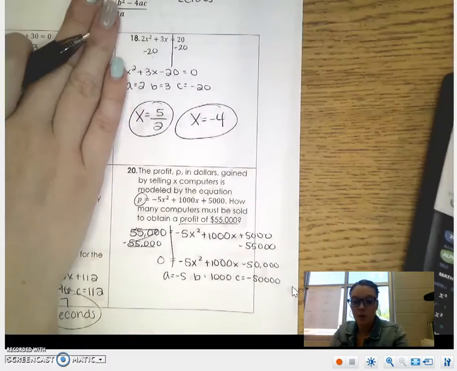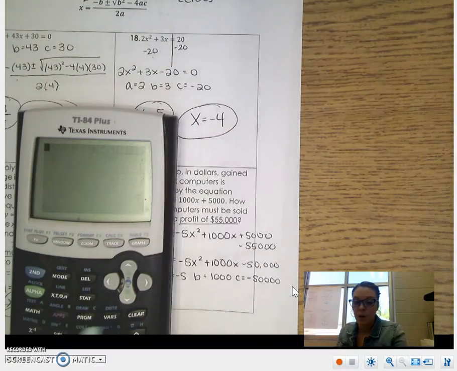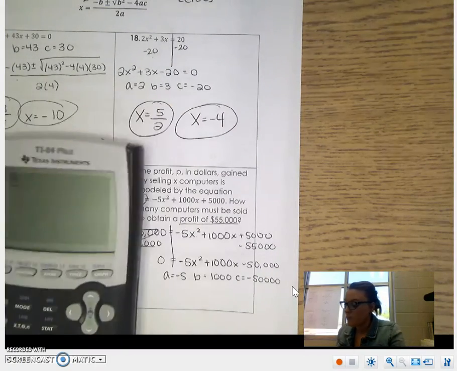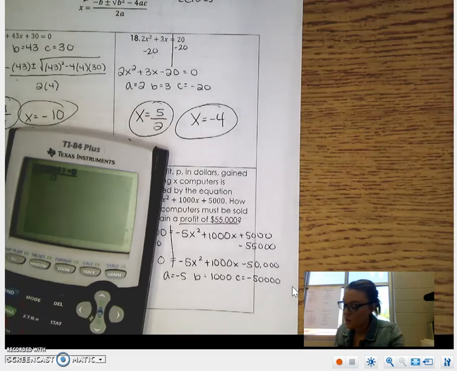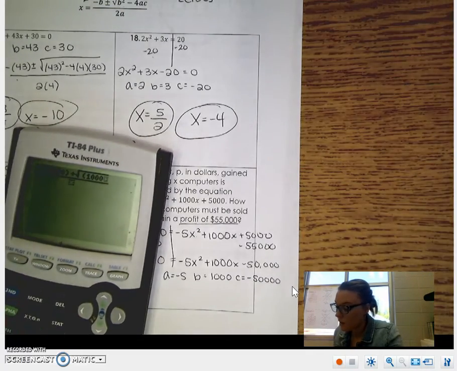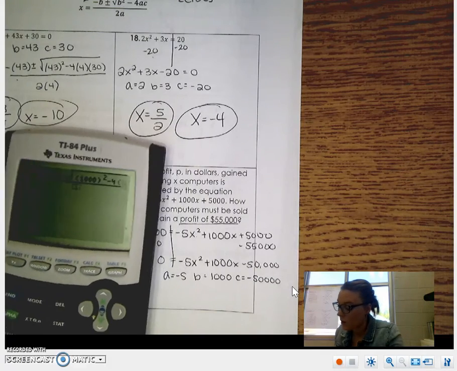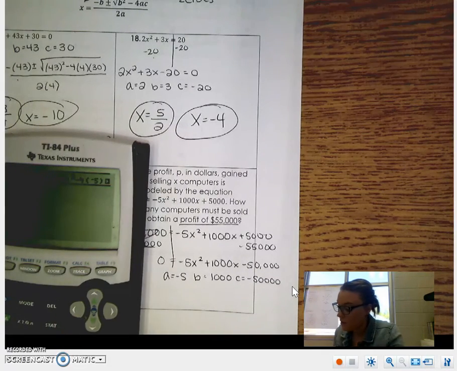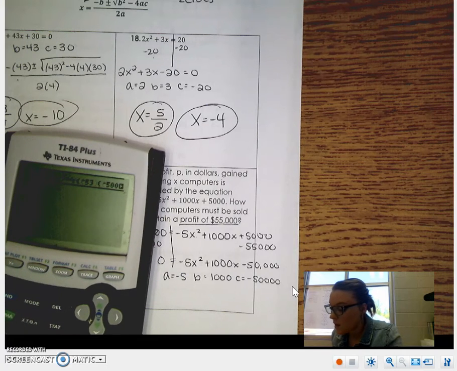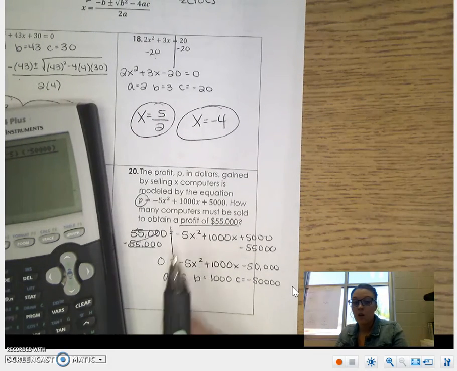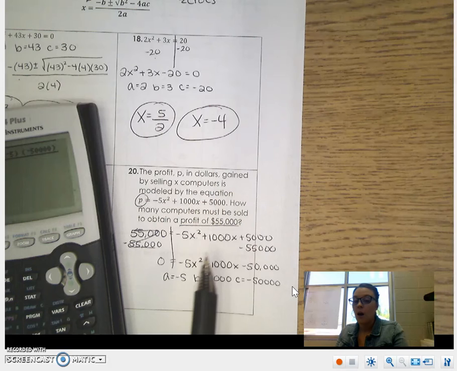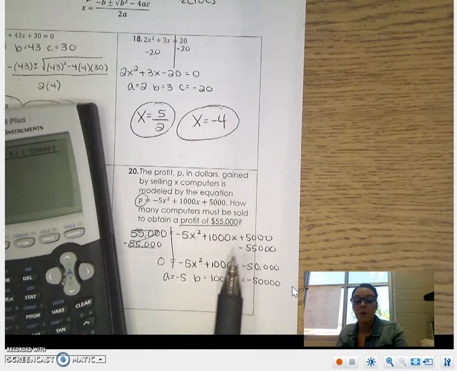Because the quadratic formula is right up here, I'm not going to rewrite it for you. Alpha y equals enter. Negative 1,000 plus the square root of 1,000 squared minus 4 times negative 5 times negative 50,000, all over 2 times negative 5. Just because our a, b, and c values are really large does not mean you can't use the quadratic formula. Our a, b, and c values could be decimals, they could be any number whatsoever. The quadratic formula always works.